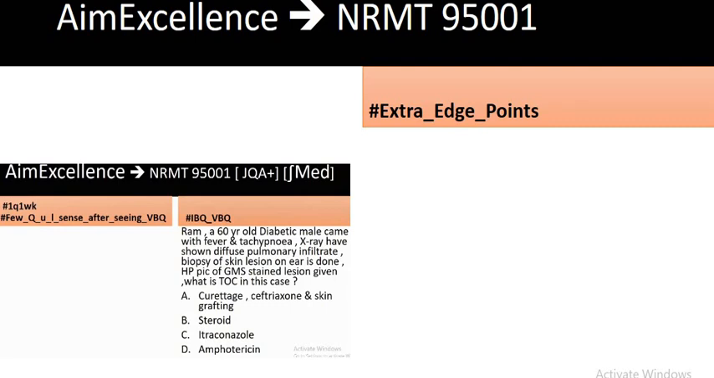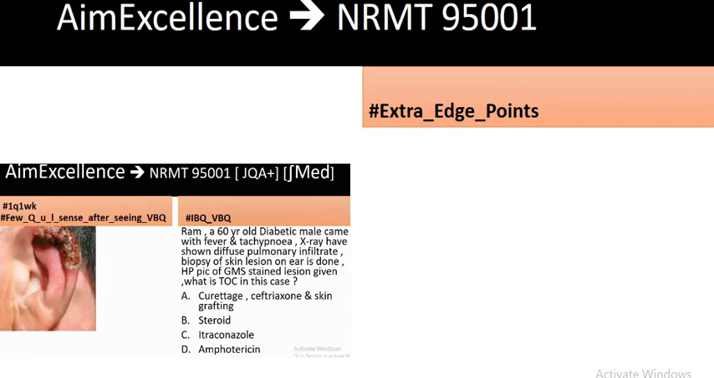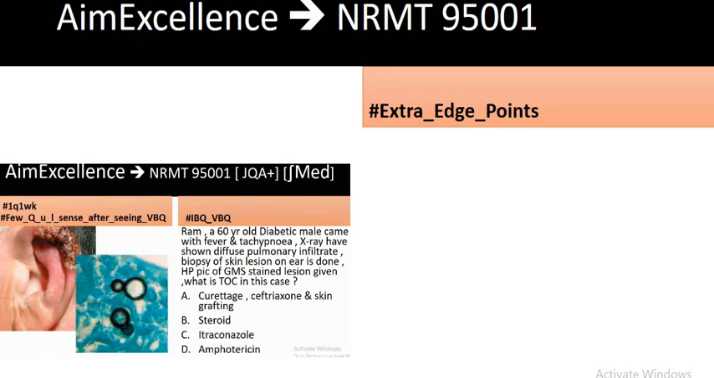And this is a pretty interesting question in front of you all. Ram, a 60-year-old diabetic male, came with fever and tachypnea. X-ray has shown diffuse pulmonary infiltrate. See the appearance, it is a very ghastly appearance in the left ear. A biopsy of the skin lesion on the ear is done. A histopathology picture of Gomori methenamine silver nitrate stain of the lesion is given. What is the treatment of choice in this condition?